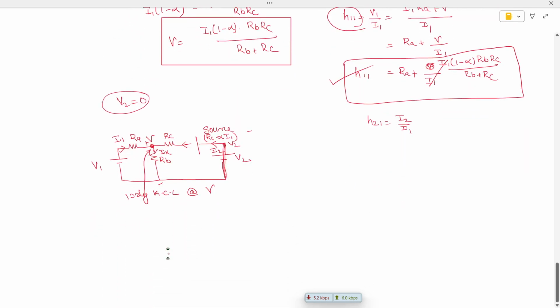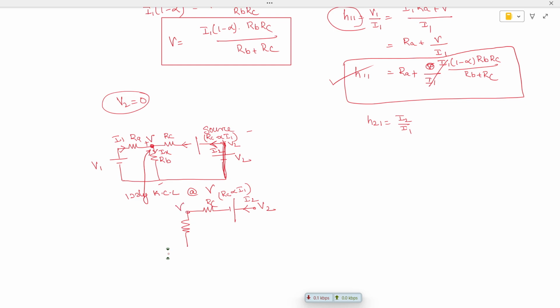Now let us try to find out the expression for I2. So what is the expression for I2? If you redraw it, you can get the expression for I2. The current is going, what is the leaving polarity? If you redraw it, it will be more clear. This is a positive terminal, this negative terminal, and this is V2, and the current flowing is I2, and this value is RC into alpha I1. This is RC and this is V.